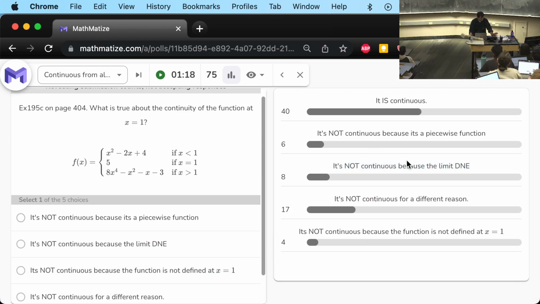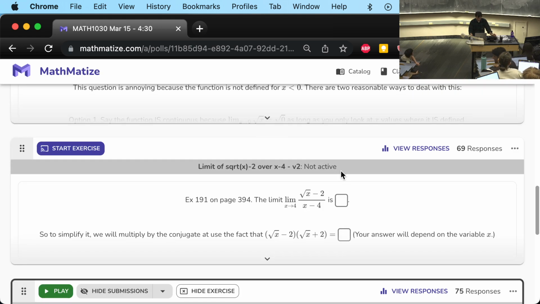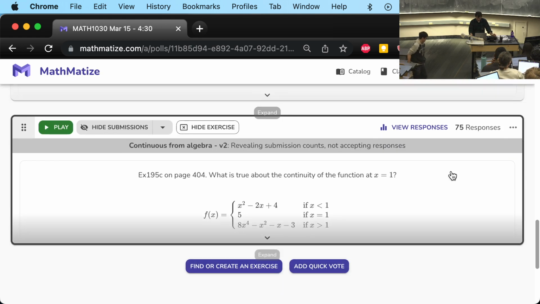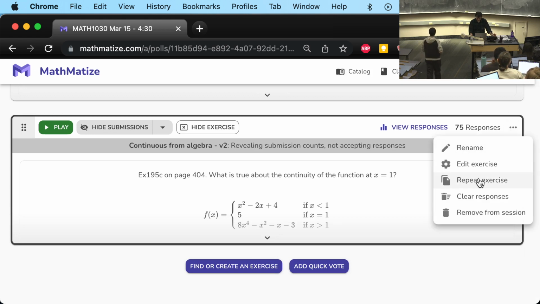Okay, so what does that leave us with? That leaves us with it's continuous, or it's not continuous for a different reason. I'm going to get you to revote one more time, and I'm looking for a solid majority, like we're all on board, we all know what's going on here. This is the main concept of today. If you get this, then it shows you're understanding continuous functions. So we're going to revote one more time. The unprecedented third vote.